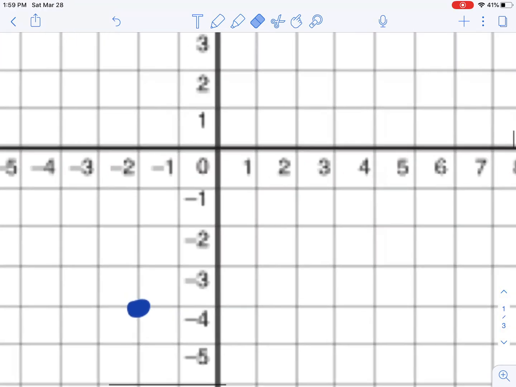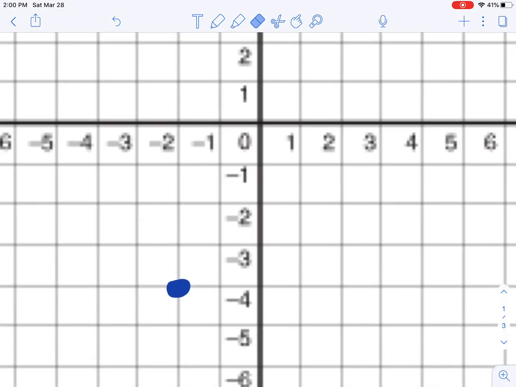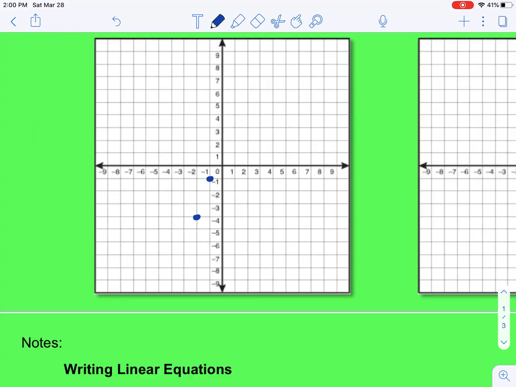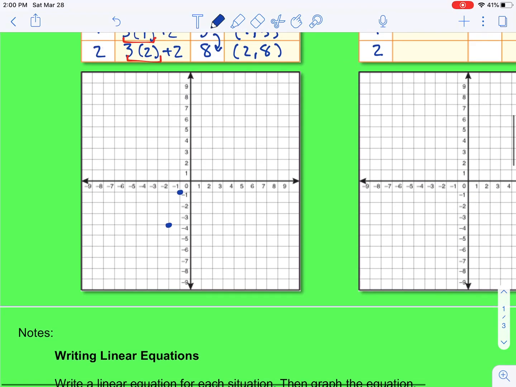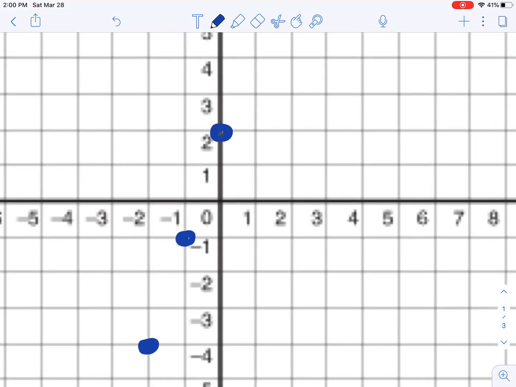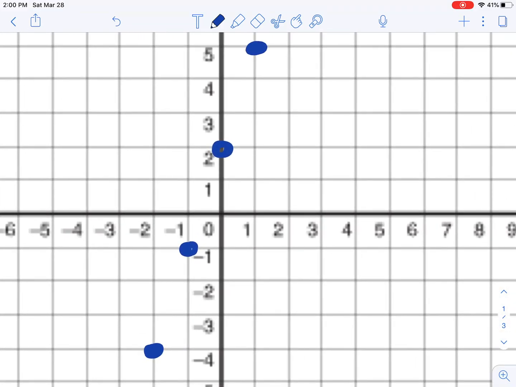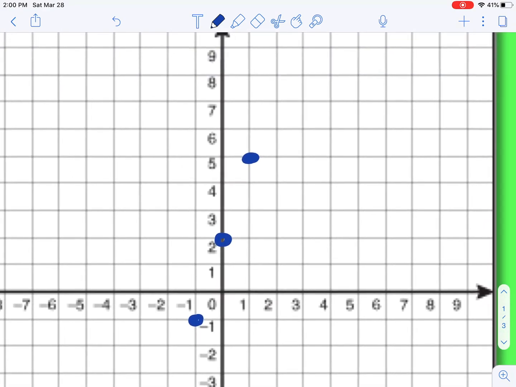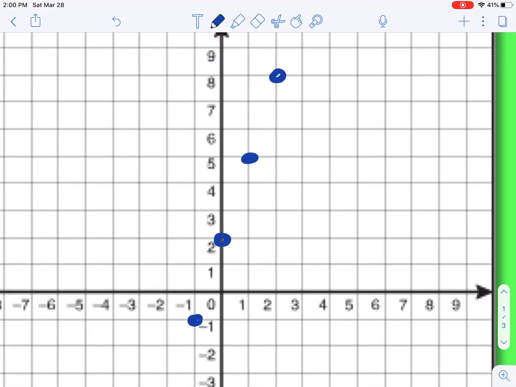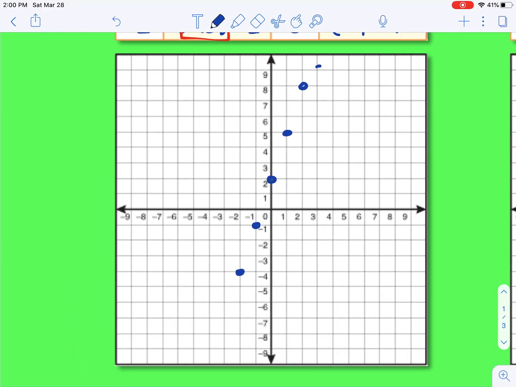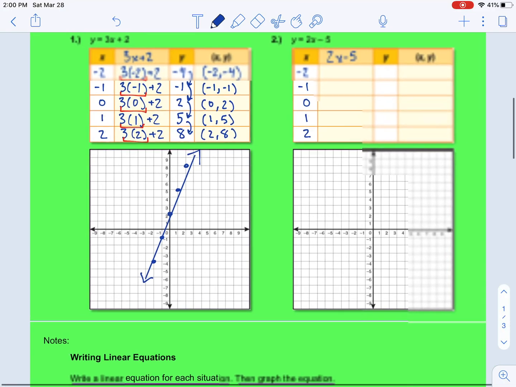Next one is negative 1, negative 1. And then 0, 2. 1, 5. And 2, 8. Okay, last I'm going to draw my line as best as I can. And I'm going to draw my arrows. I know that looks a little off, but since we got our points there, we know what we're doing here.